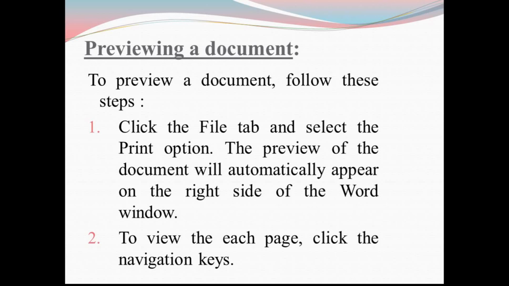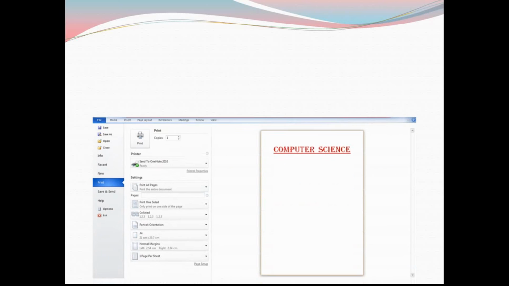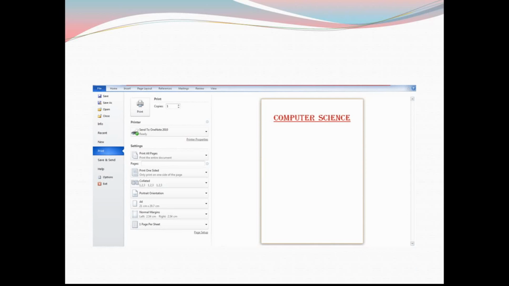First of all, we will click the File tab and then select the Print option. The preview of the document will automatically appear on the right side of the Word window. To view each page, click the navigation keys. The view of the document can be enlarged by using the zoom slider, which is present at the bottom right corner. You can see here, when we click on Print, the preview is displayed here.